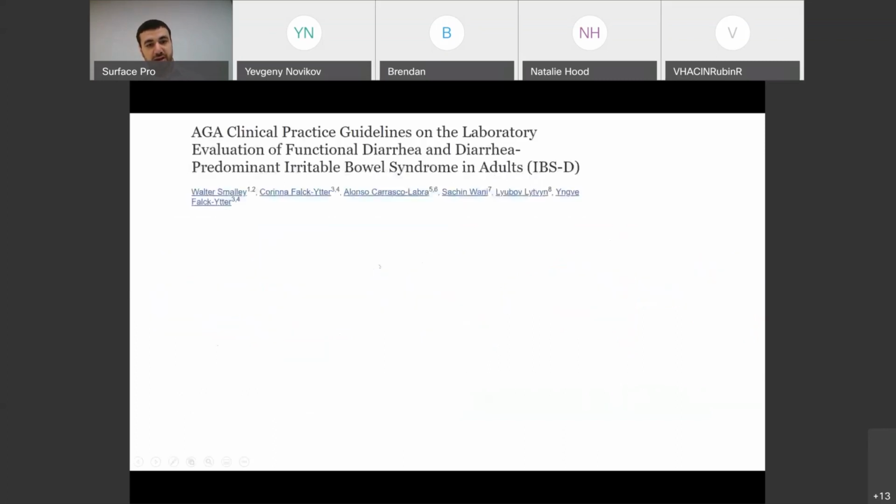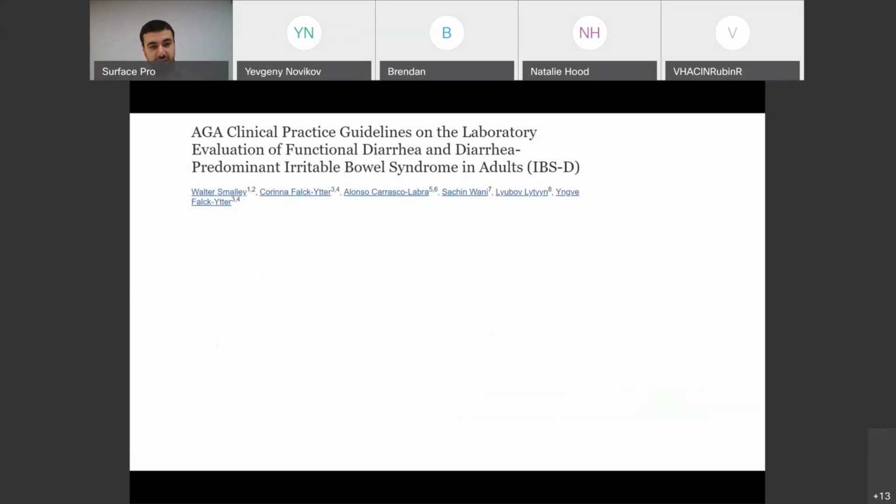All right. So AGA has some useful guidelines about evaluating diarrhea. These are specifically about what labs to order and what labs not to order when you have a patient who you think has a functional diarrhea, but you want to make sure it's not anything else.